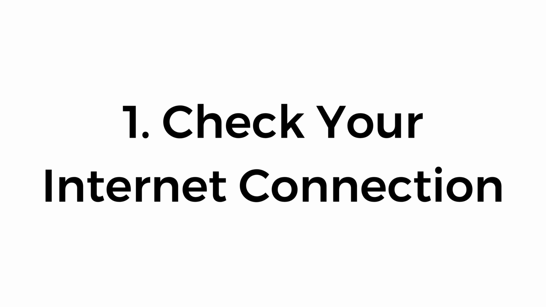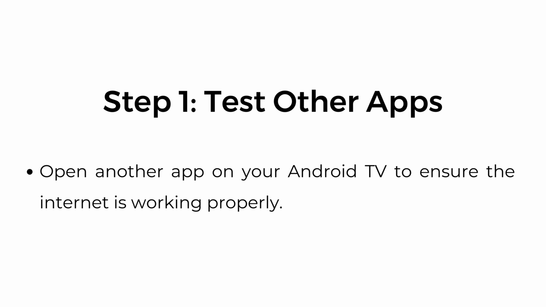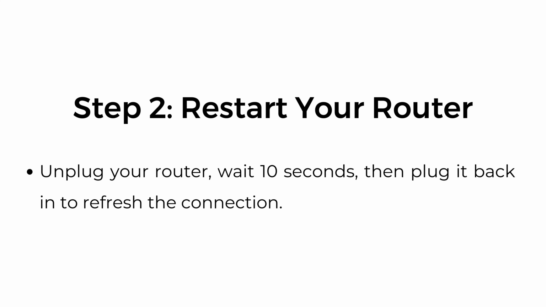1. Check your internet connection. Step 1. Test other apps. Open another app on your Android TV to ensure the internet is working properly. Step 2. Restart your router. Unplug your router, wait 10 seconds, then plug it back in to refresh the connection.